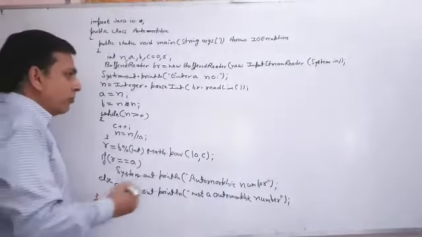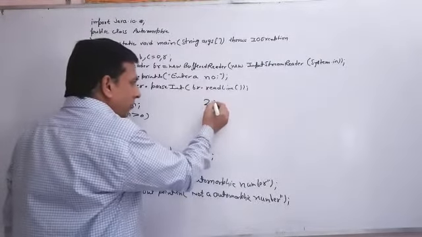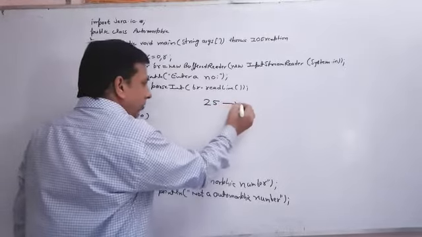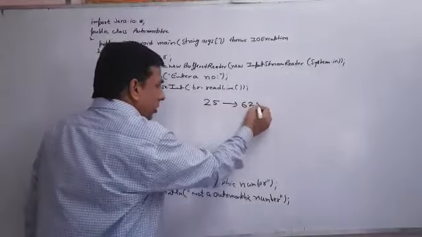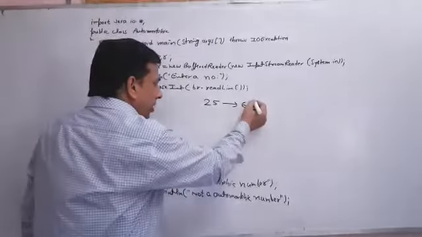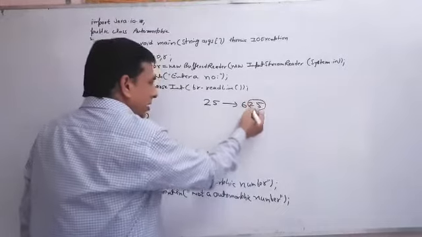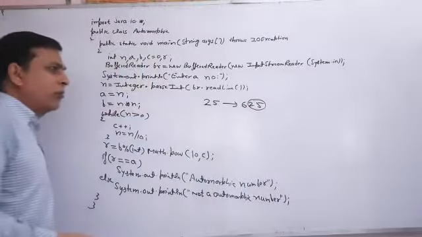So what is an automorphic number? Suppose we take the number 25. Find the square of this number. The square of this number is 625. If the number is present at the end of the square, then you can say the number is an automorphic number.